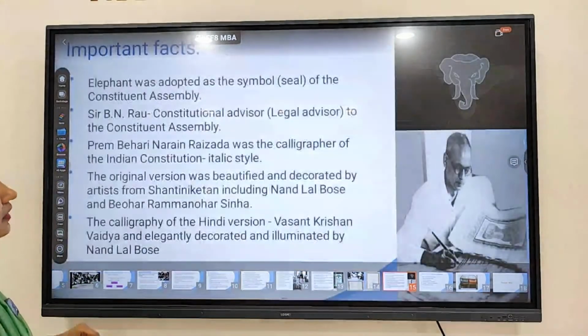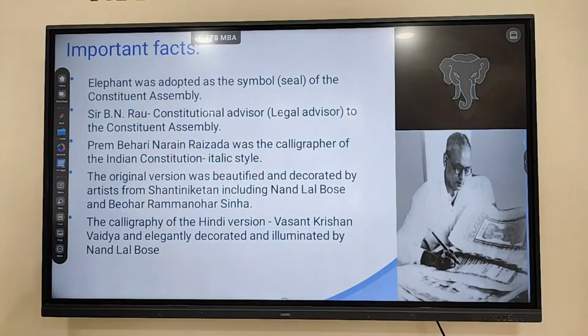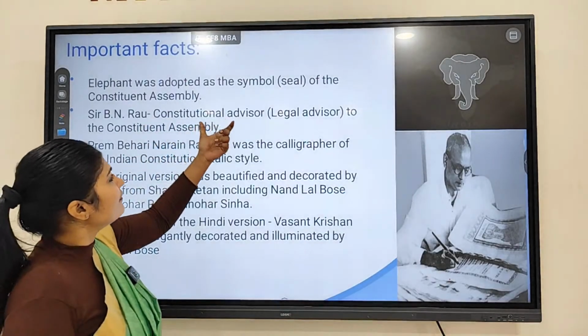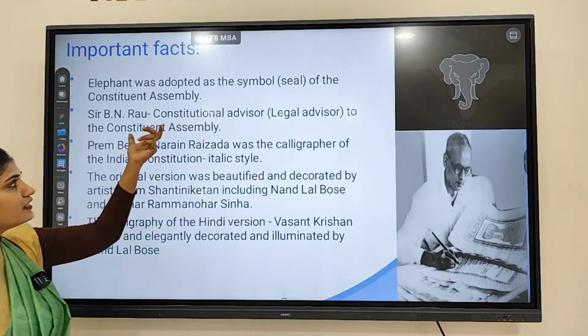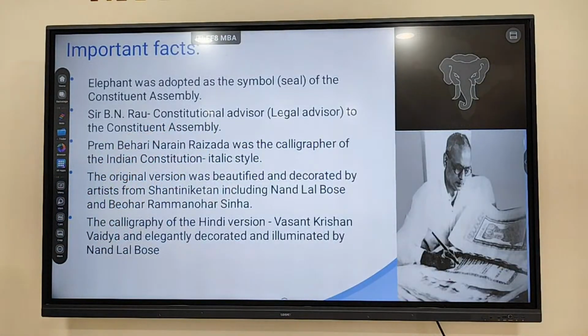Okay, let us see this. Important facts of the Constitution. What was the symbol of the Constituent Assembly? Elephant. Okay. And who was the legal advisor or the constitutional advisor for the Constituent Assembly? B.N. Rao.